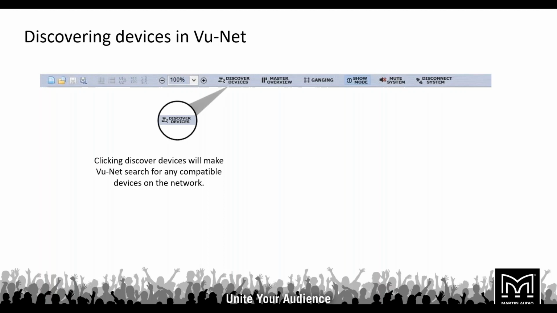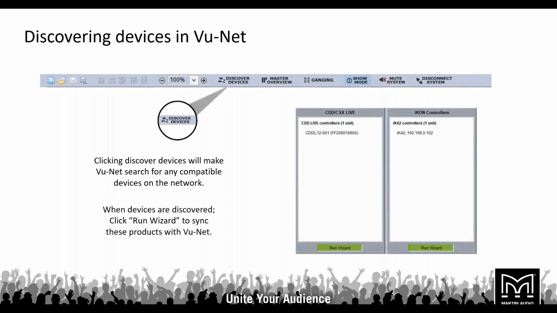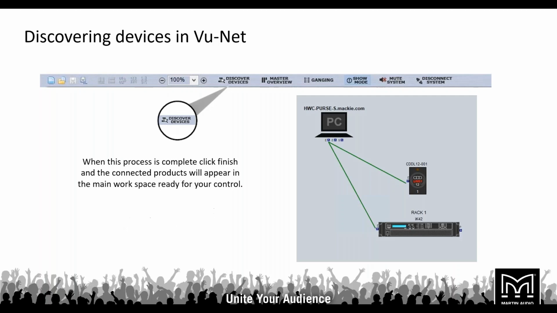Simply click Discover Devices, and now VNet will search for any compatible devices on the network. When devices are discovered, click Run Wizard to sync these with VNet. And once that's done, they'll appear in the workspace ready for control. So we'll look at the IP addresses for CDD-LIVE and SXP now.